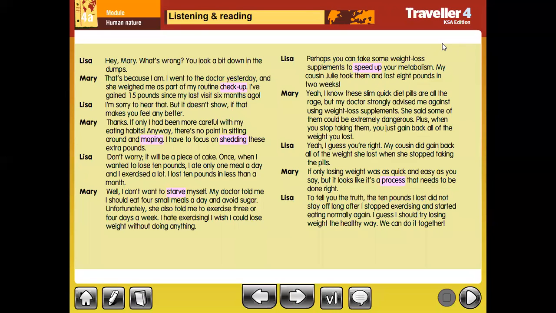My cousin Julie took them and lost 8 pounds in 2 weeks. Yeah, I know these slim quick diet pills are all the rage. Are all the rage means very popular. I know that these pills are very popular, but my doctor strongly advised me against using weight loss supplements. She said some of them could be extremely dangerous. Plus, when you stop taking them, you just gain back all the weight you lost.